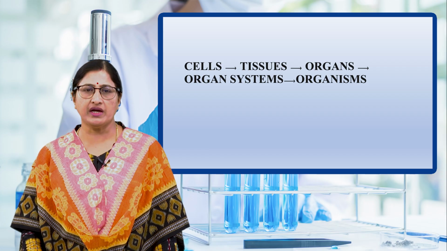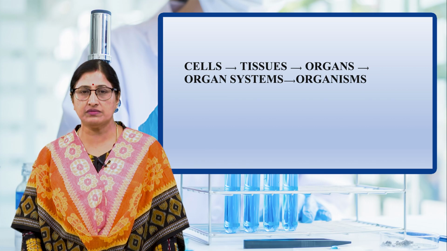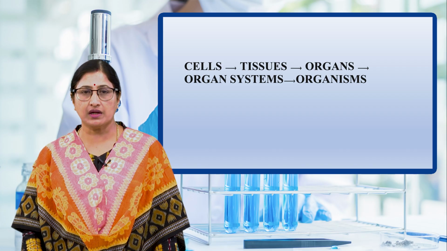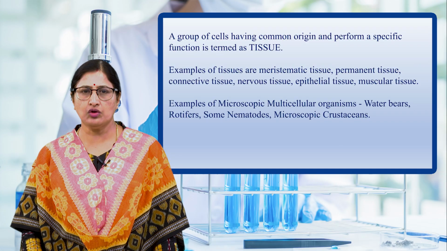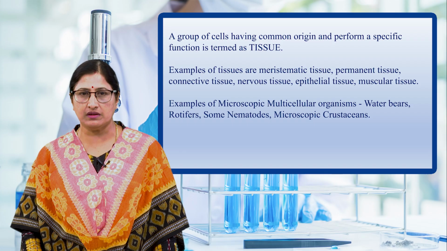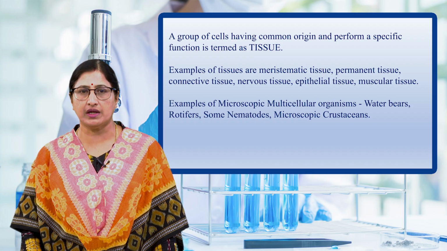Many cells combine to form tissues, many tissues combine to form organs, and many organs join to form organ systems, and then ultimately an organism is formed. So, complex organization is there in multicellular organisms. When a group of cells having a common origin and perform a specific function, it is termed as a tissue. Examples of tissues are meristematic tissue, permanent tissue, connective tissue, nervous tissue, epithelial tissue, and muscular tissue.